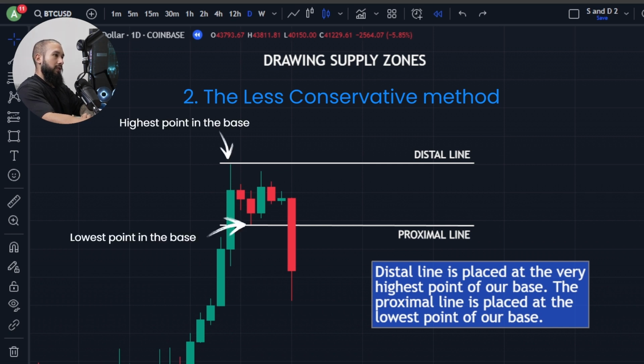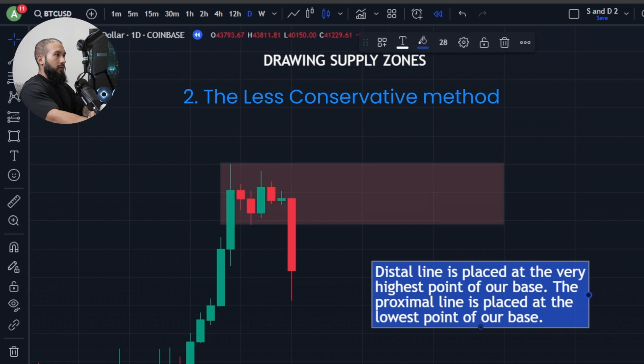I personally avoid this approach because it increases our risk, because it increases the overall range of our stop losses for our trade setups. Again, I will cover this in more detail later in this video. But notice how much bigger the base is. And this is what the less conservative method would look like. Notice now how big our zone is.